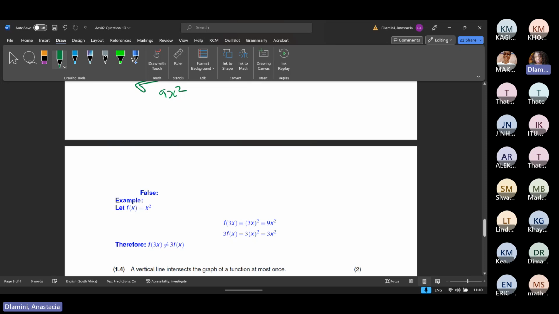And your English was incorrect, but your language is correct. Can you correct your statement now? So a vertical line is a line that cuts a graph once to make it a function.